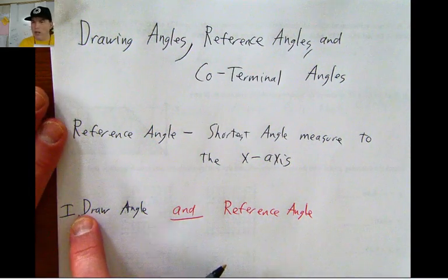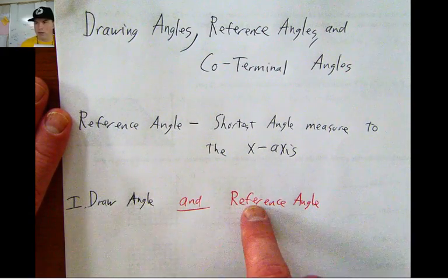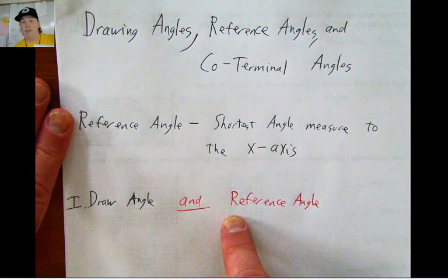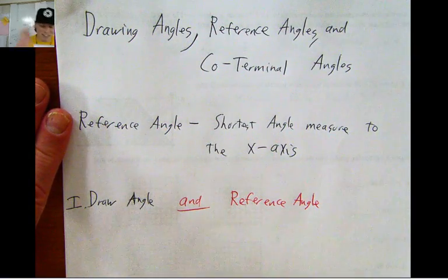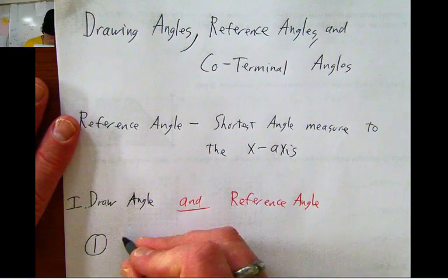So for part one, I'm going to be drawing the angle that they're giving me, and I also am going to do the reference angle. Note, the reference angle I'm going to do in red so that you can tell the difference between the two. Number 1, 140 degrees.